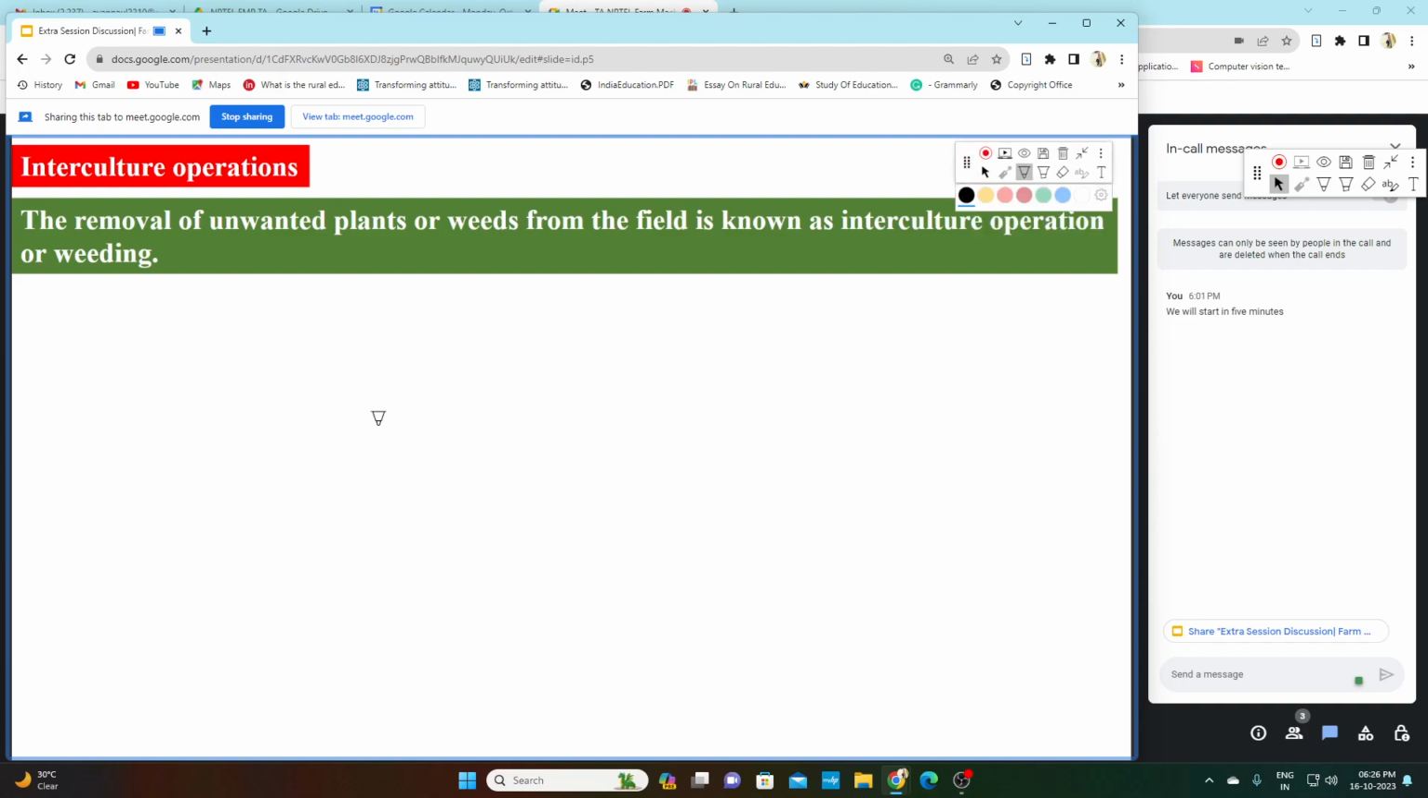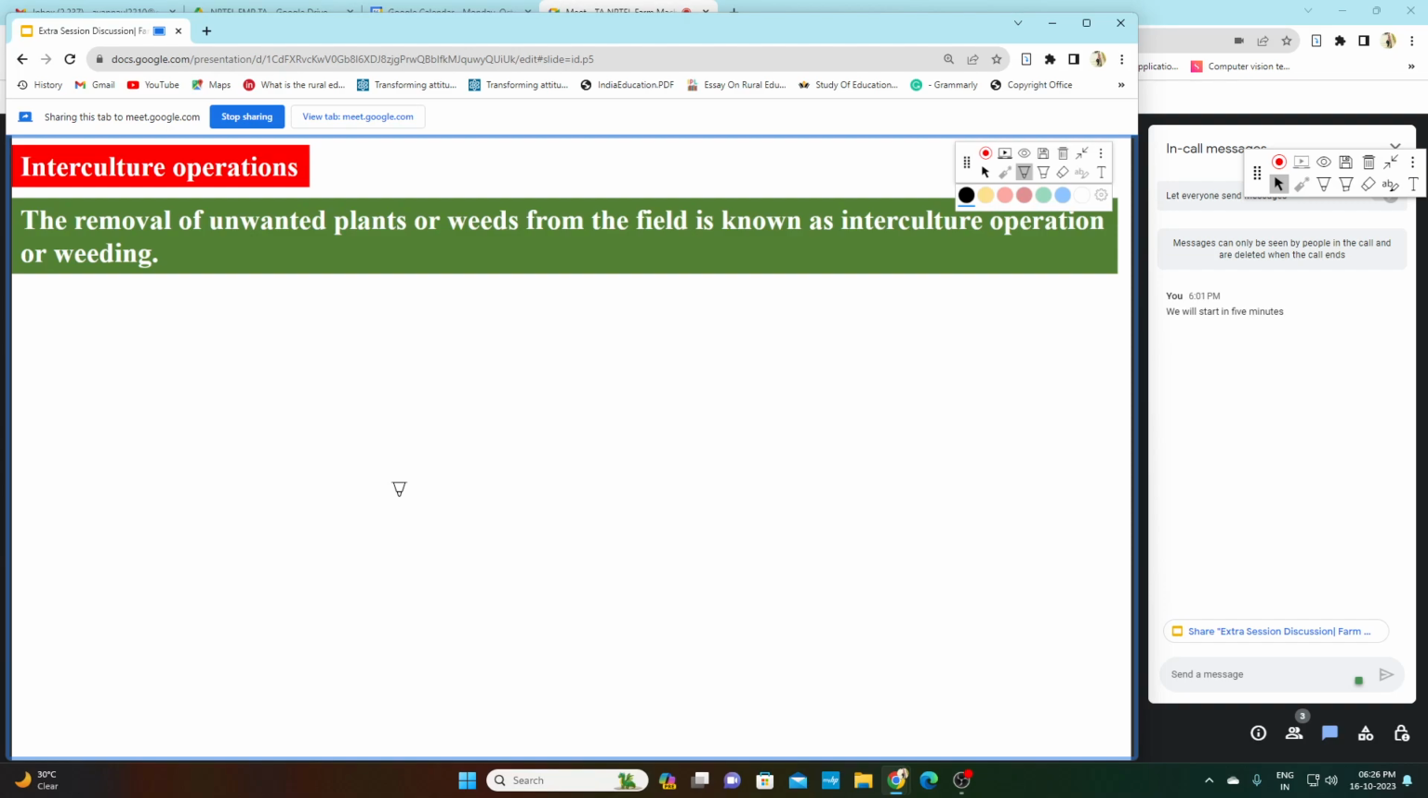Okay, what are weeds? Weeds are unwanted plants that grow with the crop. We do not want these plants, but they grow automatically with the crop.